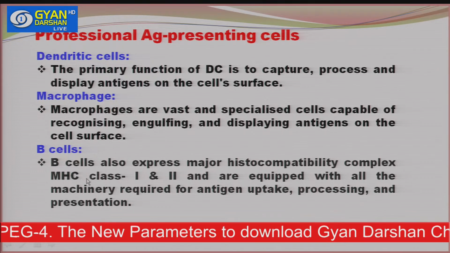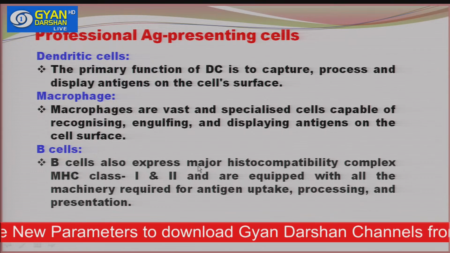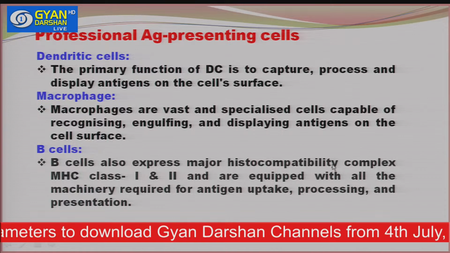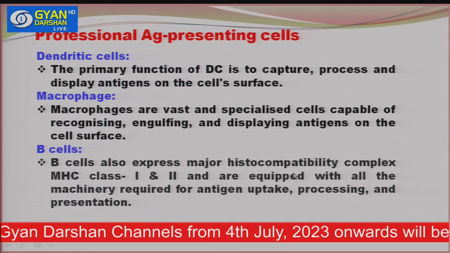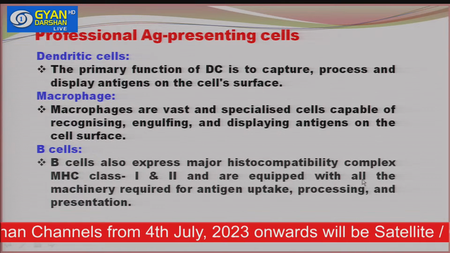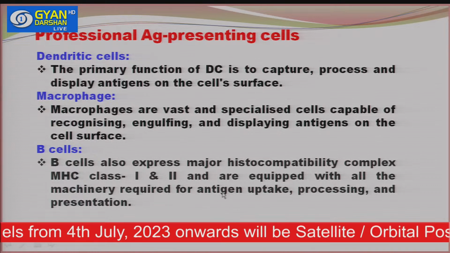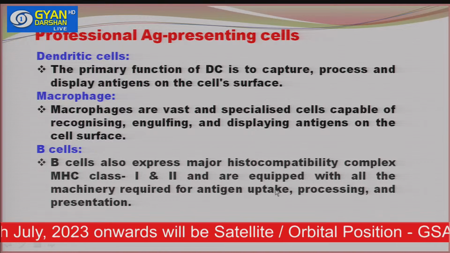And the third one is the B cells. B cells also express the major histocompatibility complex MHC class I and II, and are equipped with all the machinery required for antigen uptake, processing and presentation. So these are the three professional antigen presenting cells. They play a very important role in provoking the immune response inside the body.